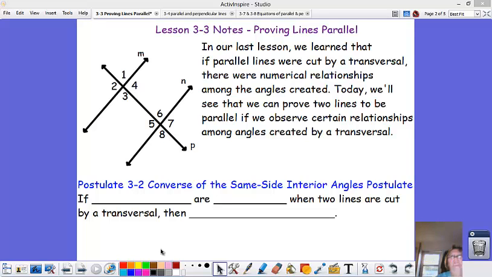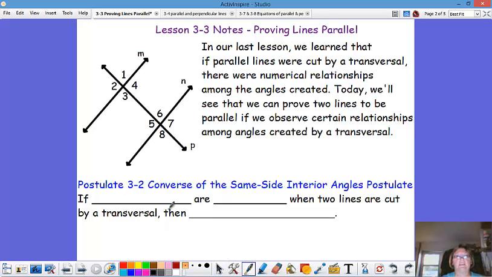Yesterday we learned about the relationships between the angles formed when parallel lines are cut by a transversal. Today we're going to be looking at the converse of that. So now we're going to be looking at what it takes for us to say that two lines are parallel. Today we're going to talk about the converse of all the things that we learned yesterday. And we're going to start in the same place, really.